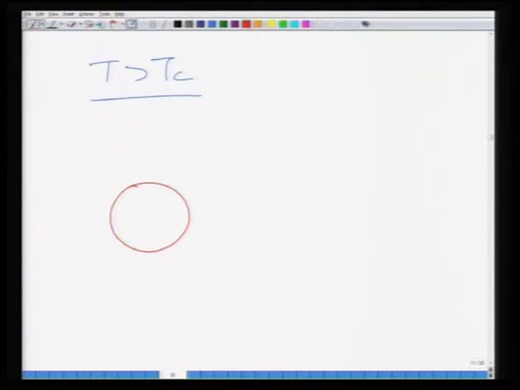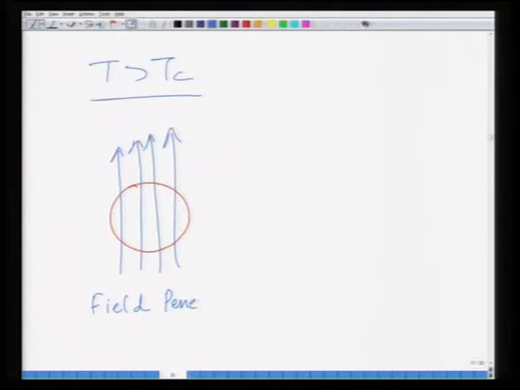Now, when the temperature is below TC, then the field does not penetrate the material, it penetrates only partially on the surface of the material, otherwise it is completely repelled, and this depth of penetration is very small. It is about a few hundred nanometers or maybe smaller than that, and it is called the London penetration depth. So, what essentially it is, when you have T greater than TC, if you take a piece of material, it is a normal metal, so when you apply a field to it, normal metal means the field penetrates completely. So, we can write this is the normal state.